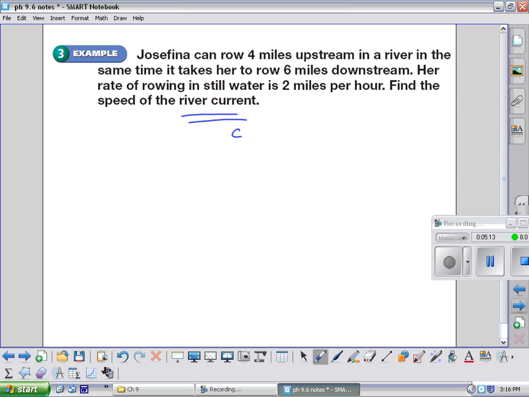We'll call that C. All right. So basically, her distance equals rate times time. That's your old science formula, right? And in this case, she can row 4 miles upstream in a river in the same time. Same time. Times are held constant. So how am I going to use this formula? I'm going to go distance over rate equals time. And I'm going to set her upstream equal to her downstream.